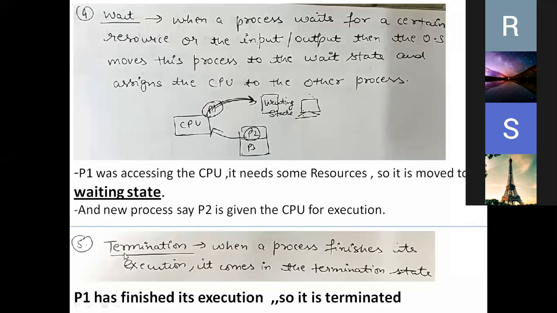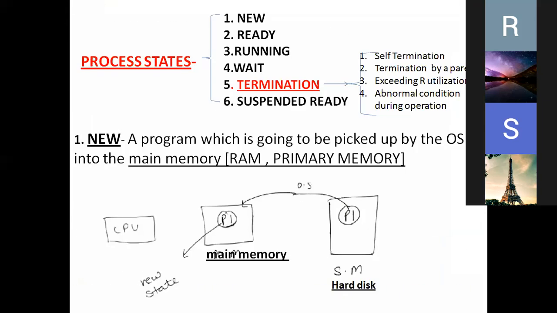The next state is the termination state of a process. When a process finishes its execution, it comes into the termination state. For example, suppose the P1 process has finished its execution, then the P1 process can be terminated. If any process is able to finish its execution, it will enter the termination state. Apart from this condition, we have 4 different conditions upon which any process can go into the termination state. As I said, I'll deal with the individual conditions upon which a process can move to termination in the upcoming slides.